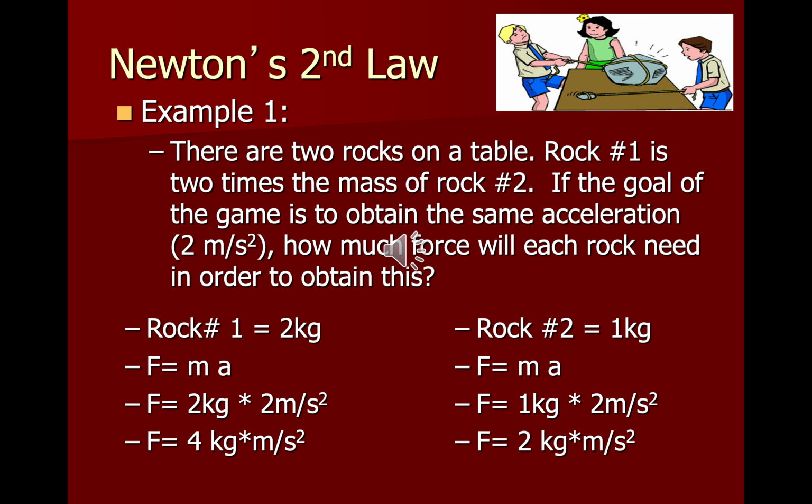But kilograms and meters per second squared do not cancel each other out, do not combine, and do not divide into each other. You cannot make it any shorter or simpler than that. Therefore, I keep both units. So my answer is 4 kilograms times meters per second squared, which, like I said earlier, equals 4 newtons.